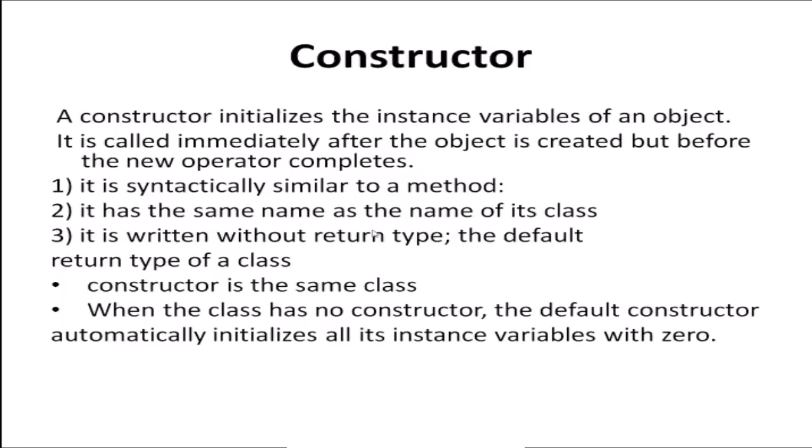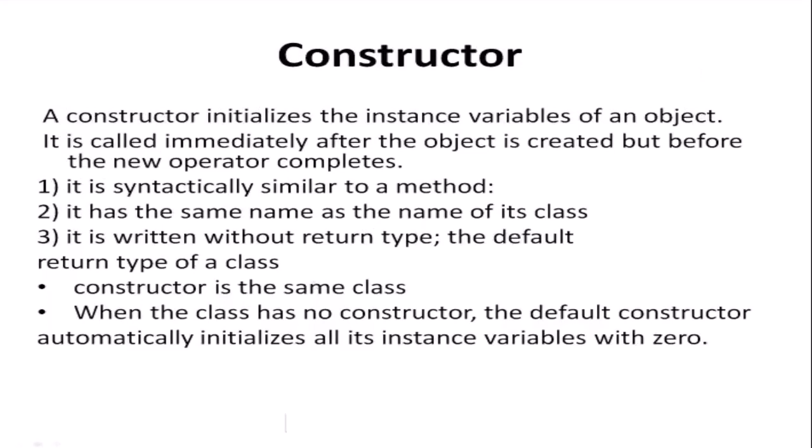So basically, a constructor has the same name as the class name. For example, you declare a class name, and then you open a method with the same class name. For example, if the class name is C, you declare a method C followed by open brace and close brace. This particular thing is a constructor, so it has the same name as the class name.